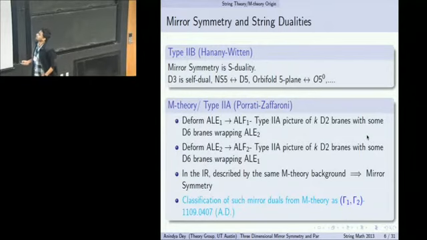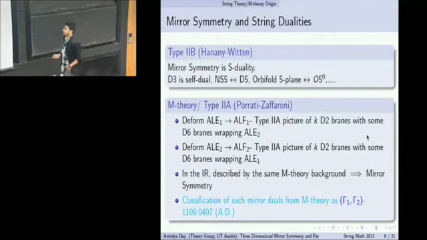So how is mirror symmetry related to string dualities? In type IIB, mirror symmetry is simply S duality. So D3 is, of course, self-dual. NS5 goes to D5. If you have an orbifold 5 plane, it goes to an ON^0, which is a coincident O5 minus with a D5, and so on and so forth. I mean, any half BPS boundary condition you give me, I can, in principle, write down the S dual of it.